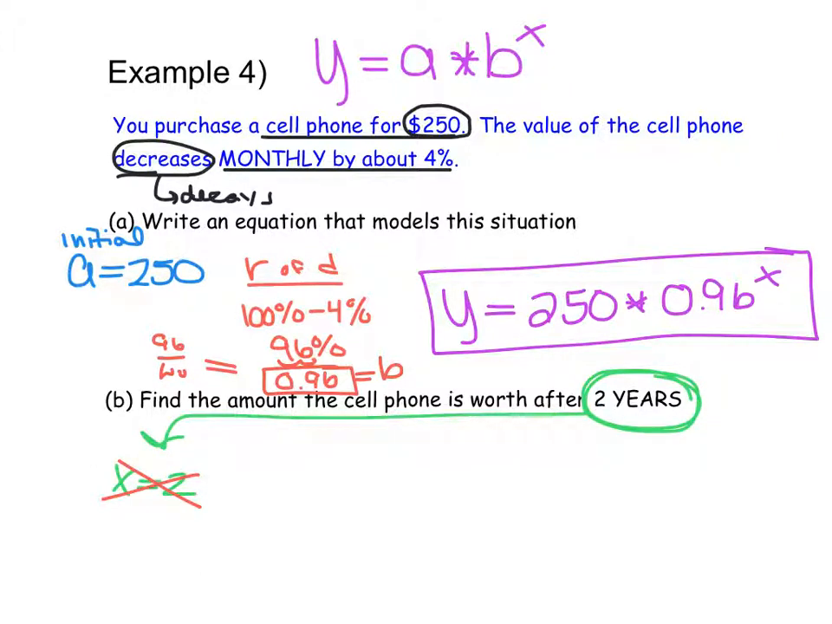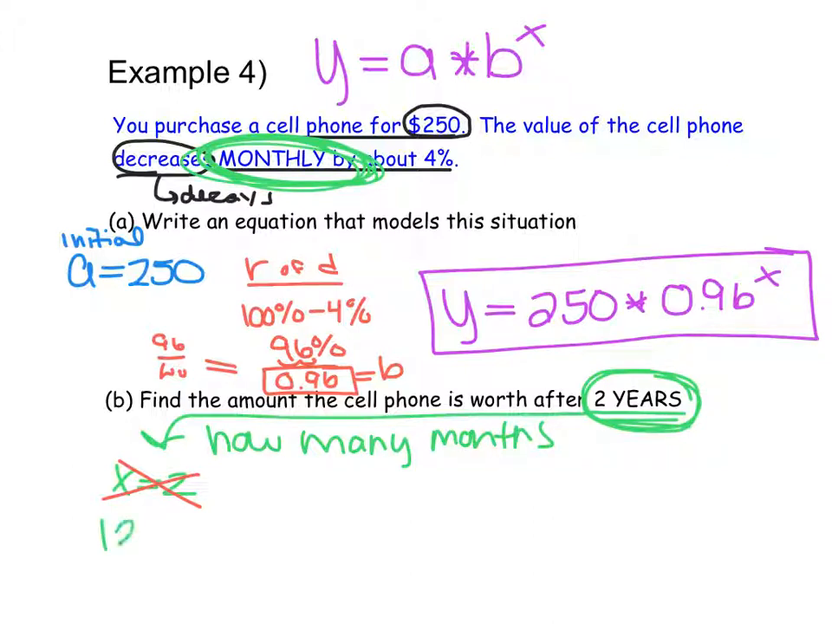It says you purchase a cell phone for $250. The value of that cell phone decreases monthly by about 4%. So when I say 2 years, this is decreasing by 4% per month. So I've got to think about how many months are in 2 years. And hopefully you know that there are 12 months in a year. And we have 2 years. So we have a total of 24 months. So x here is actually equal to 24.